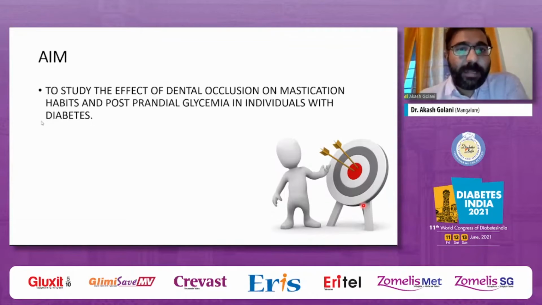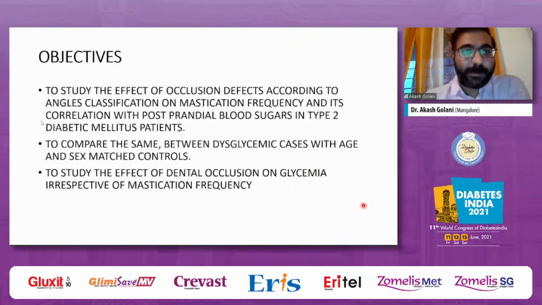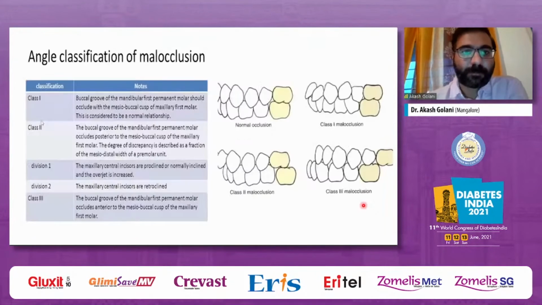So the aim of my study is to study the effect of dental occlusion on mastication habits and postprandial glycemia in individuals with diabetes. The objectives of my study are to study the effect of occlusion defects according to Engel's classification on mastication frequency and its correlation with postprandial blood sugars in type 2 diabetes mellitus patients, to compare the same between dysglycemic cases with age and sex matched controls, and to study the effect of dental occlusion on glycemia irrespective of the mastication frequency.